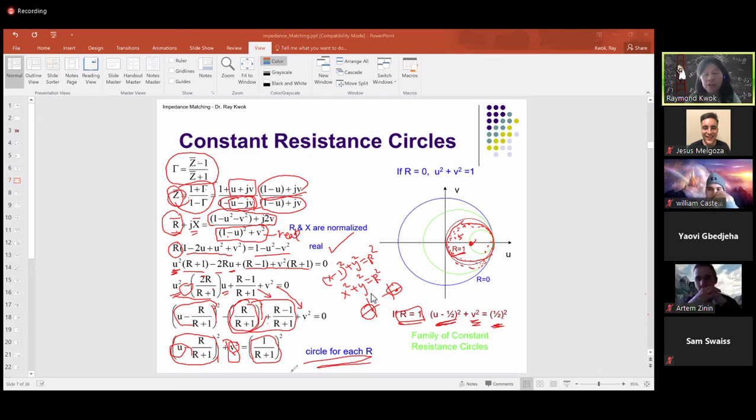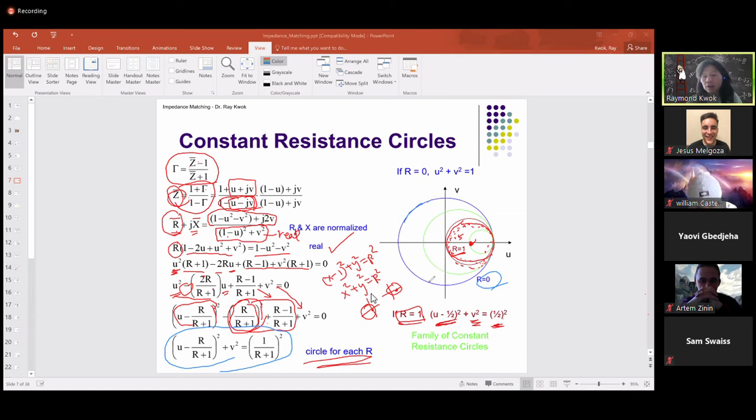So, of course, if I look at this equation, it depends on what R is, right? A different R will give me a different equation. So in other words, if I plug in a different R in here, I will get a different equation, I will get a different circle. So for example, if I plug in R is equal to 0, then I get U squared plus V squared is equal to 1. That's my R is 0 circle. That's my biggest circle. That's the gamma is equal to 1 circle.